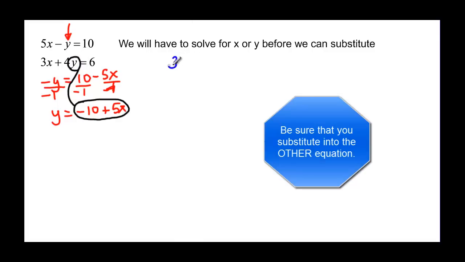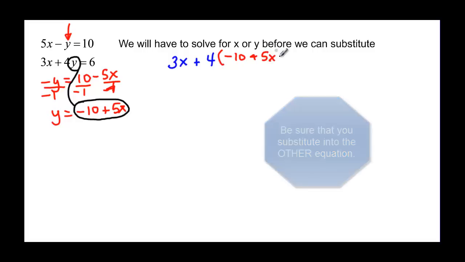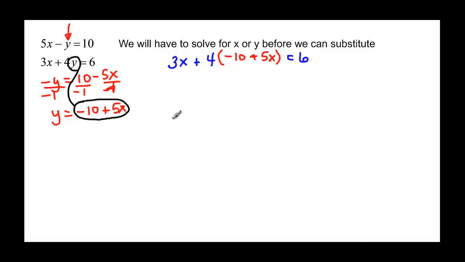Rewriting that equation then, 3x plus 4, and then I have my y that I just found to be negative 10 plus 5x, and that's going to be equal to 6, finishing out the equation. So 3x, but remember now I have to distribute 4 into both of these things. So minus 40 and plus 20x, and that'll be equal to my 6.